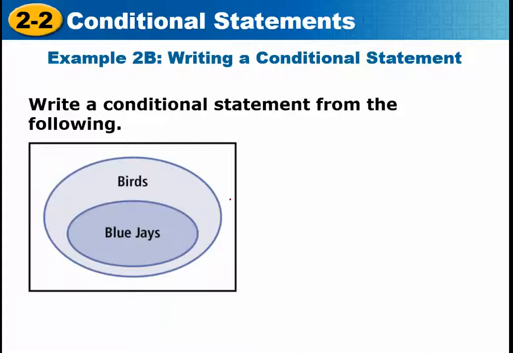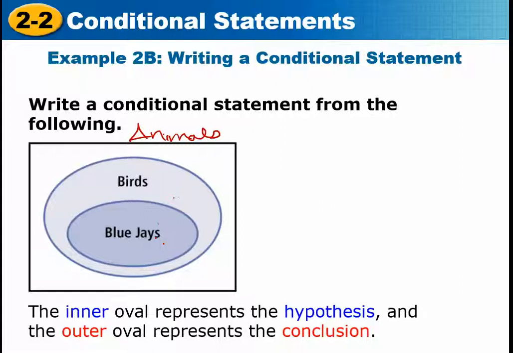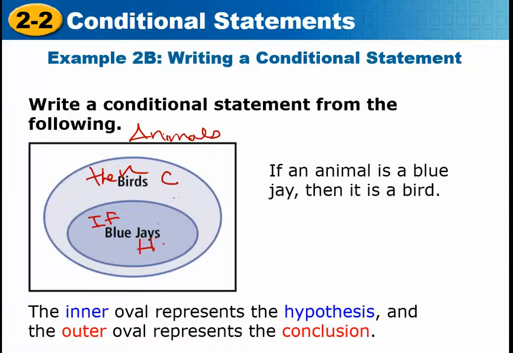Sometimes you will see these with Venn diagrams. In this one, the blue jays are a subset of the birds, and the whole box might be, I don't know, animals. So does it mean that if you are a blue jay, then you are a bird? Or does it mean if you are a bird, then you are a blue jay? It says that the inner oval represents the hypothesis and the outer oval represents the conclusion. So you would say, if it is a blue jay, then it is a bird, which makes sense. If an animal is a blue jay, then it is a bird.